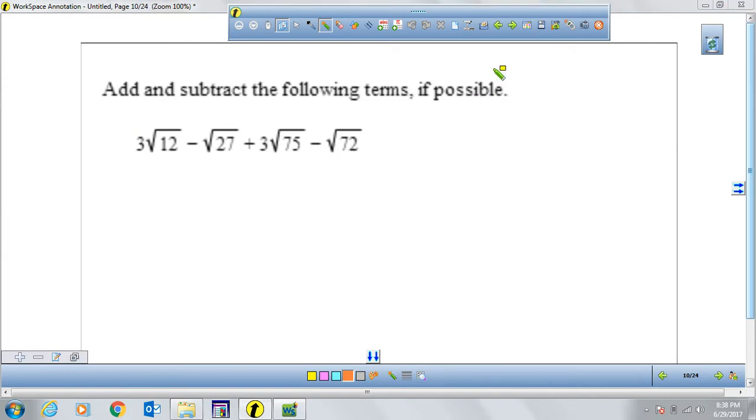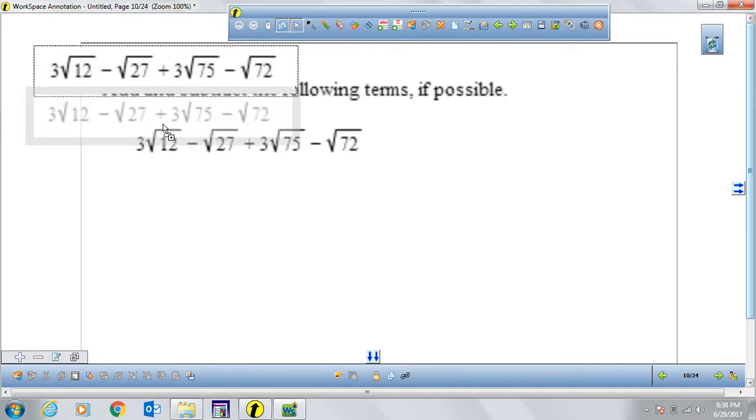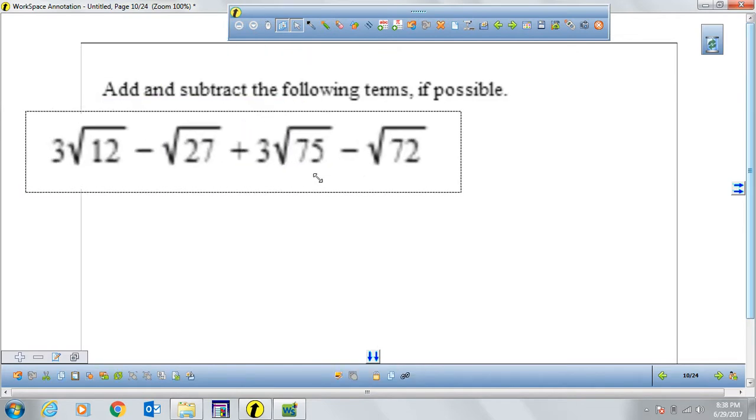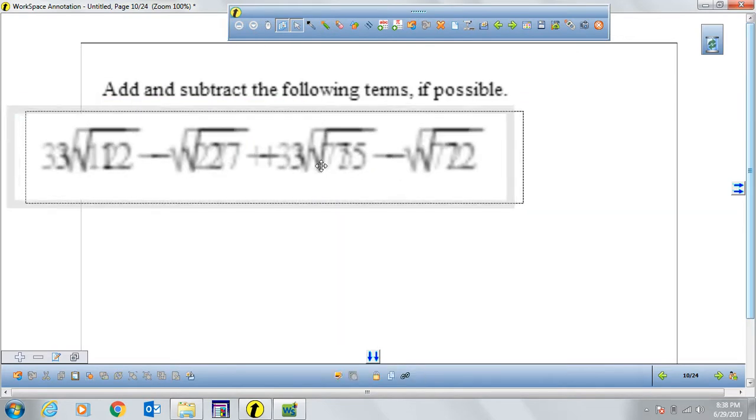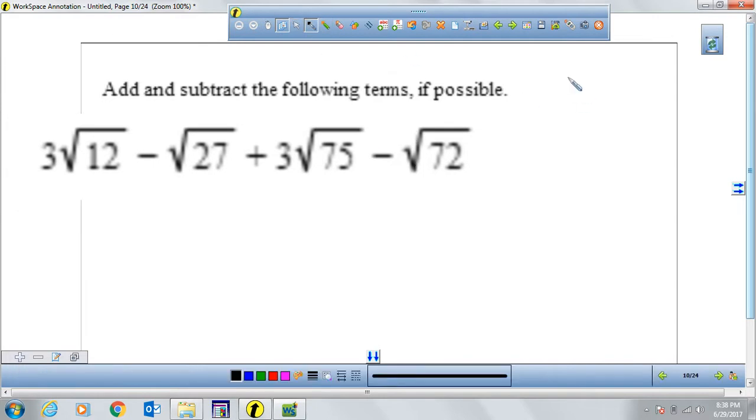add these radical expressions in this problem. The first thing we have to do in this radical expression, of course, is to simplify with either one of the two methods that I explained before. So I'm going to use the perfect squares method that I showed previously.